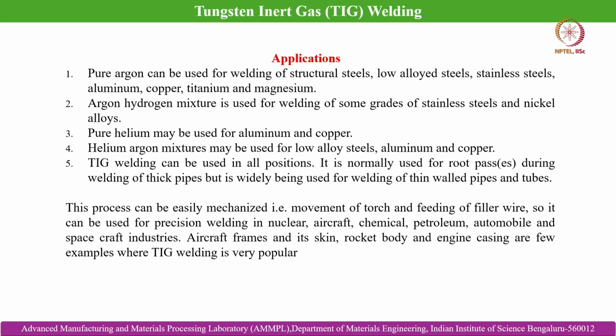So, that we have talked before, and the applications are: pure argon can be used for welding of structural steels, low alloyed steels, stainless steels, aluminum, copper, etc. All these metals can be joined by tungsten inert gas welding. Argon hydrogen mixture is used for welding of some grades of stainless steels and nickel alloys, and pure helium can be used for aluminum and copper, and helium argon mixtures may be used for low alloy steels, aluminum and copper. TIG welding can be used in all positions.